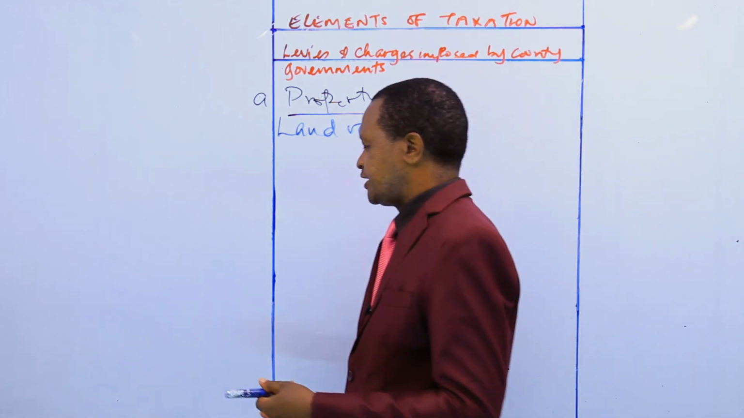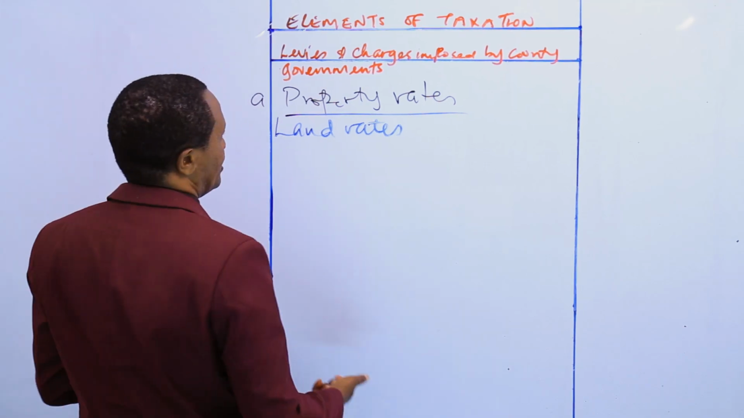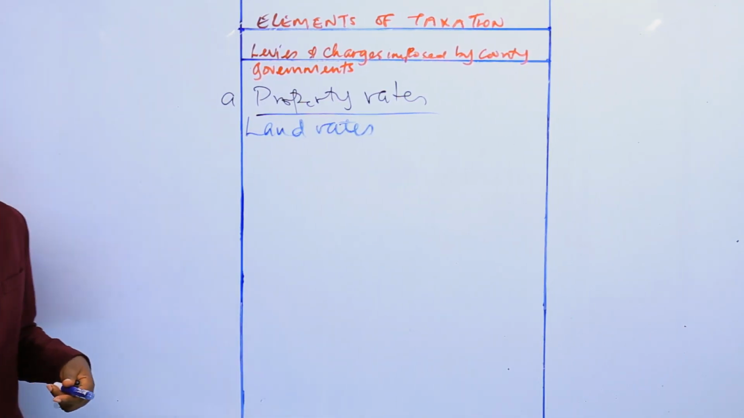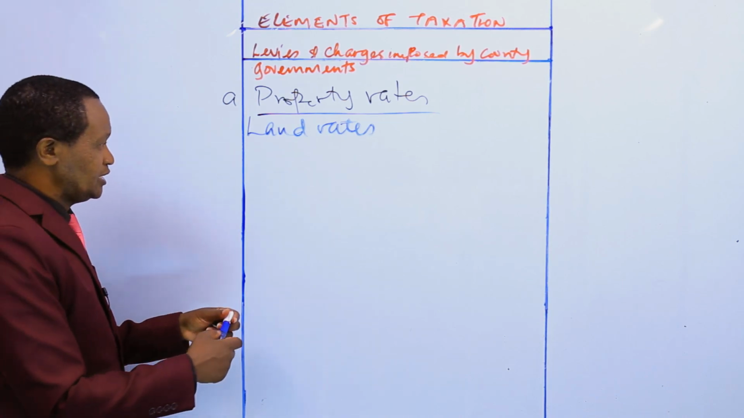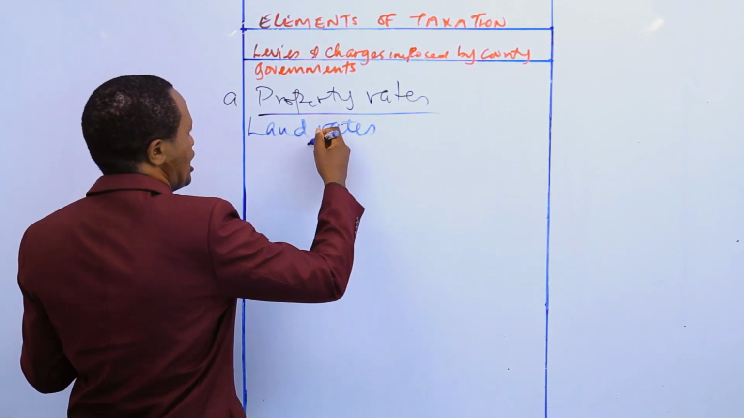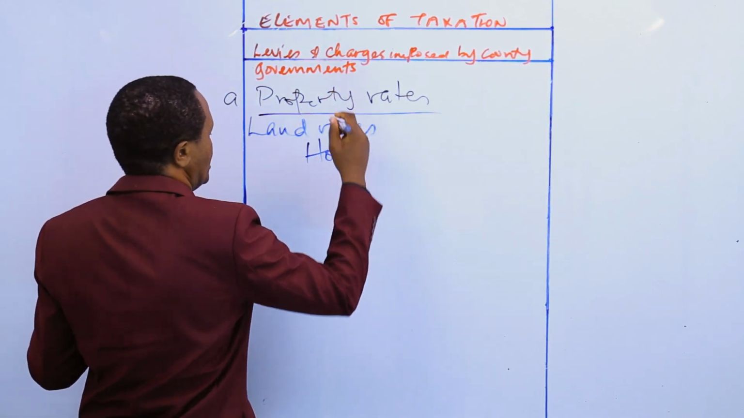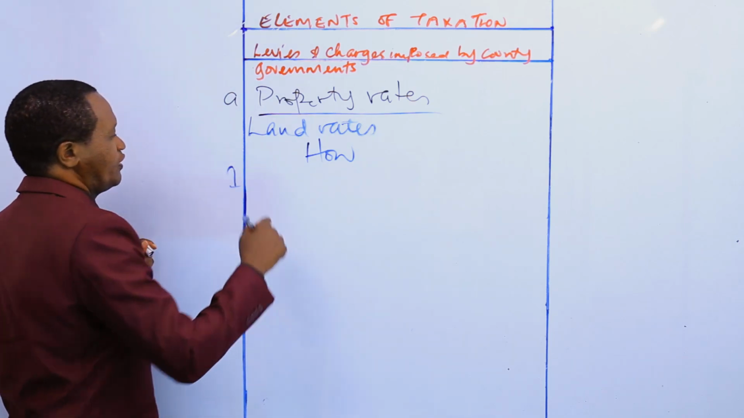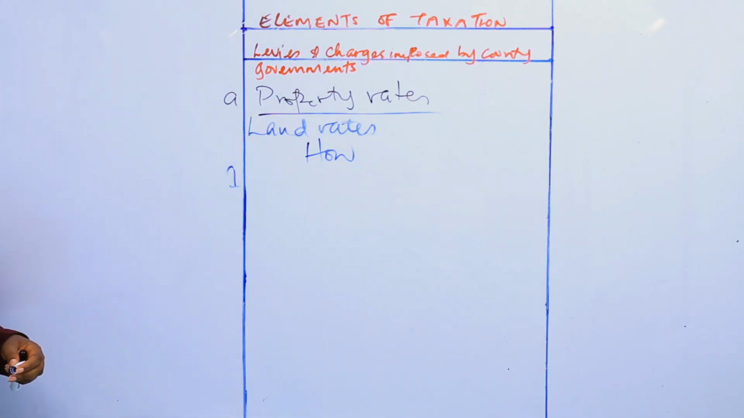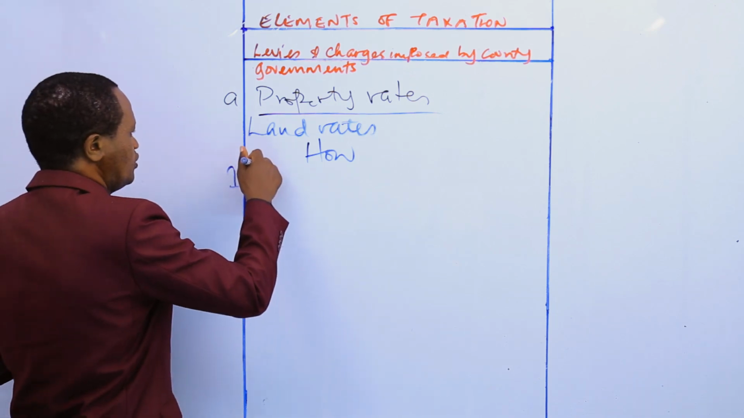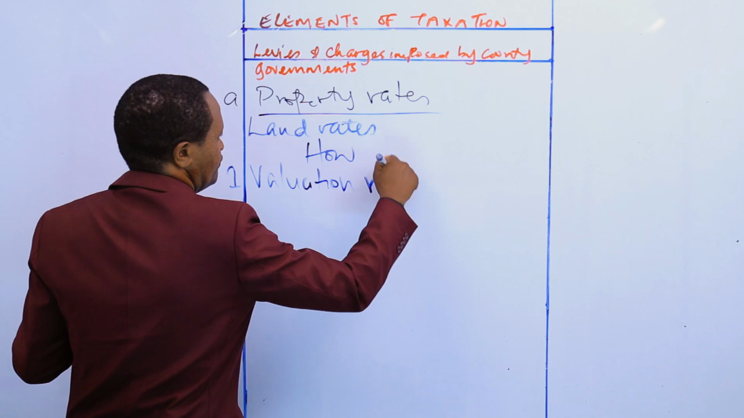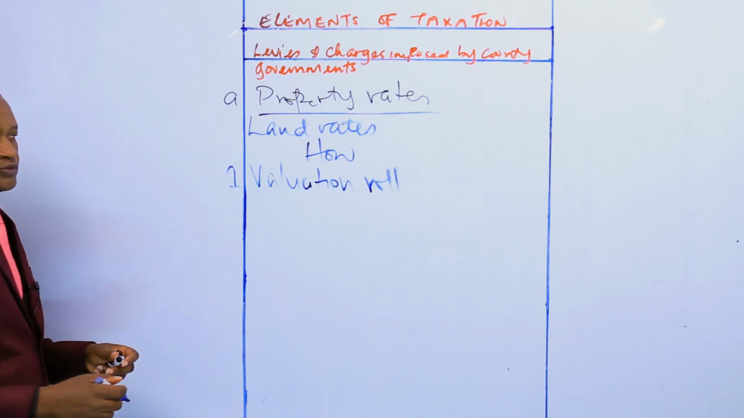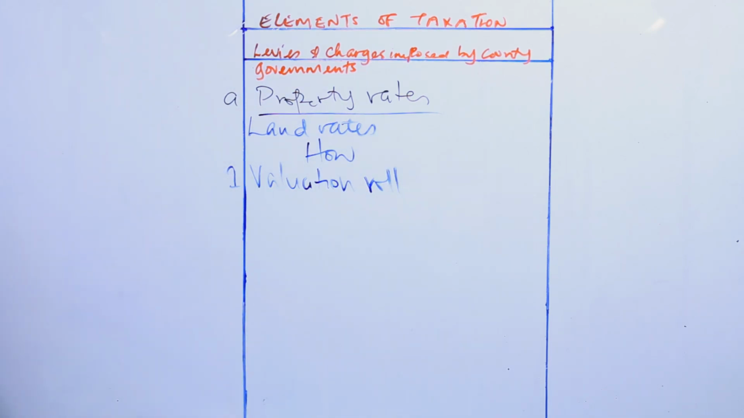So how are they determined? How are property rates determined? The first way, candidates, is through what we call the valuation roll. What is a valuation roll?